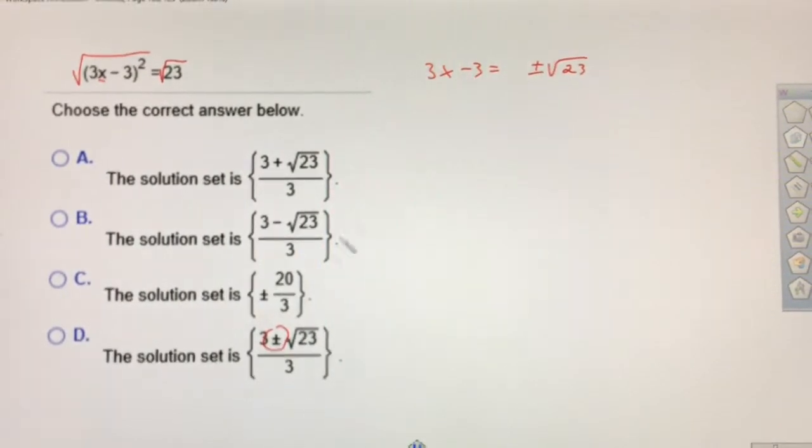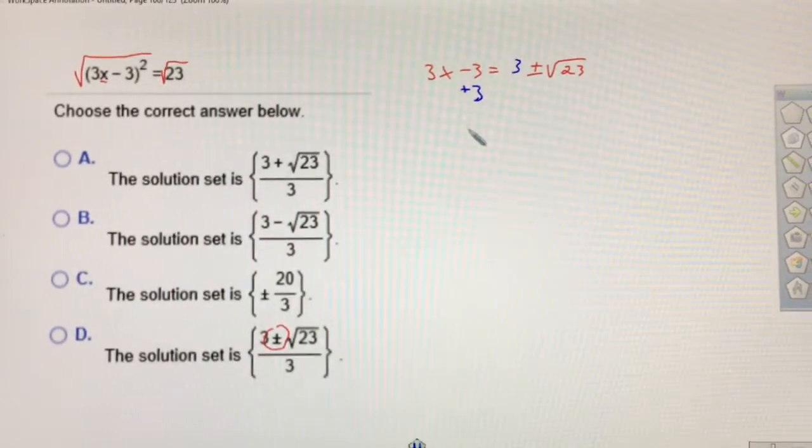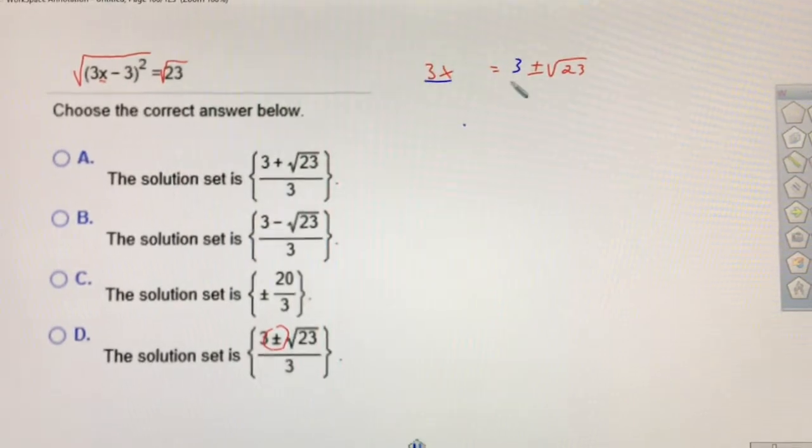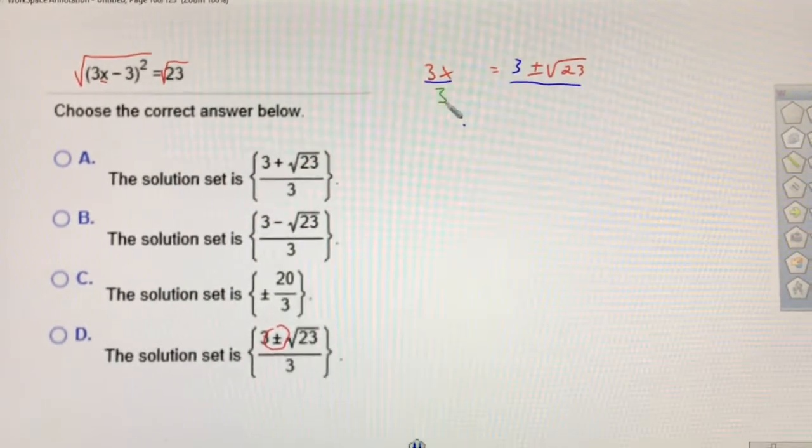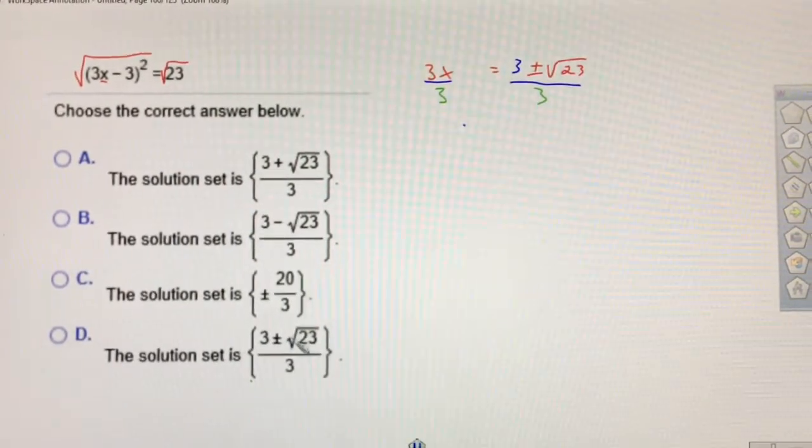The rest would be this. I would add 3 to both sides because the opposite of minus 3 is plus 3. So I'd add 3 to both sides. Then I would divide both sides by that 3. And that would give me my answer choice: 3 plus or minus root 23 over 3.